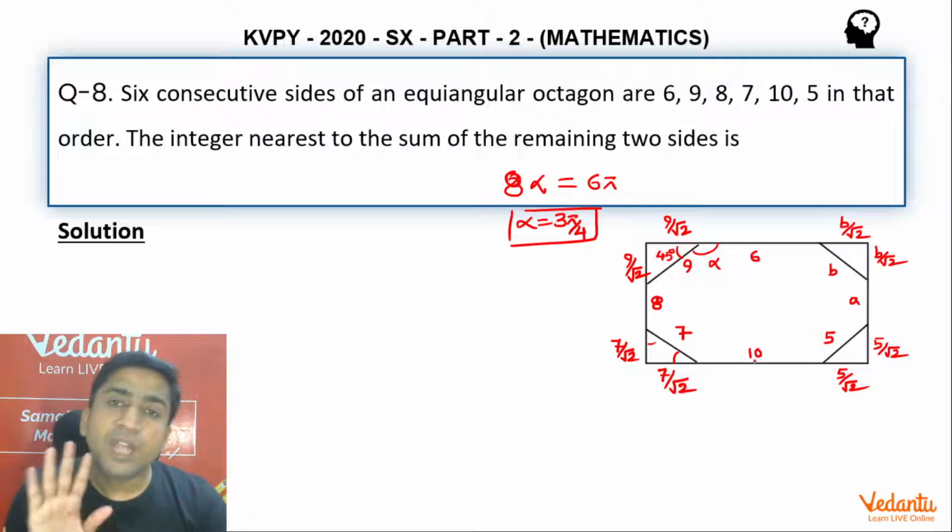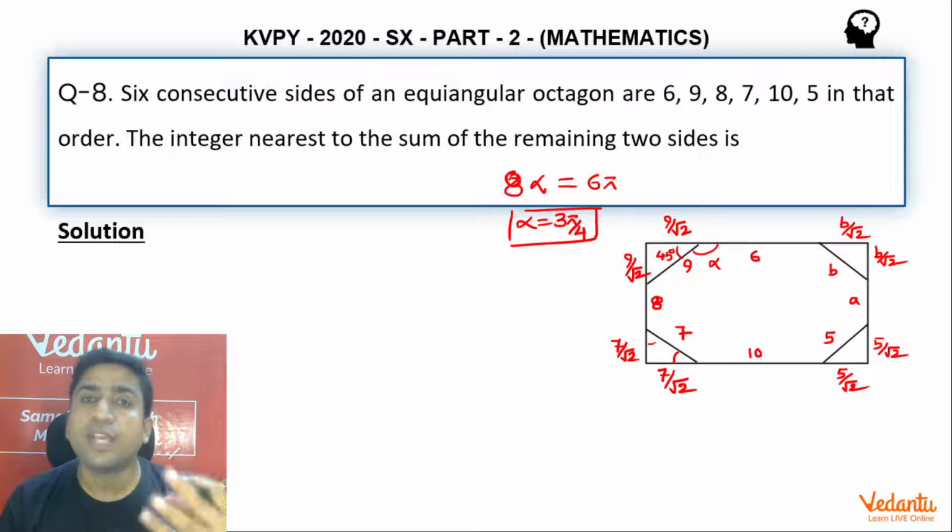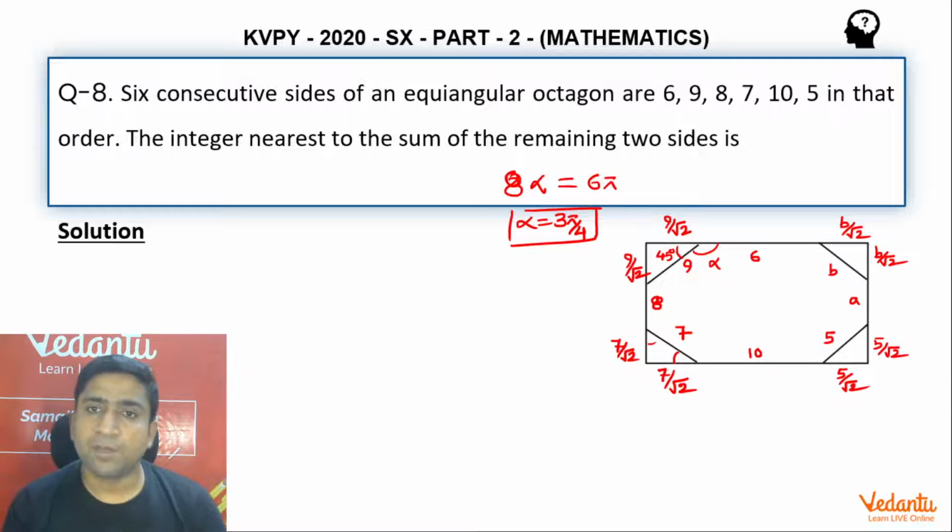The moment you have this, I hope you can clearly imagine a rectangle corresponding to this equiangular octagon, as shown in the diagram. The moment you can assume this, I'm just going to apply the logic of the property of a rectangle, right?